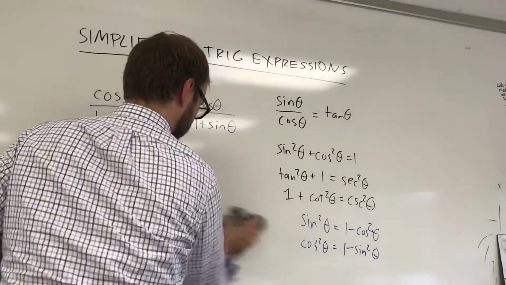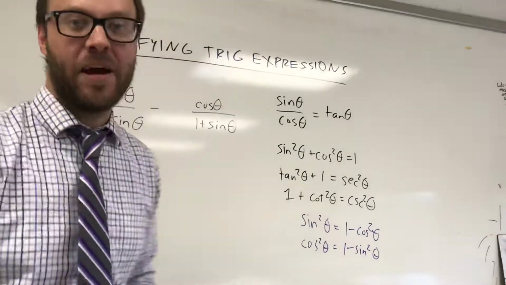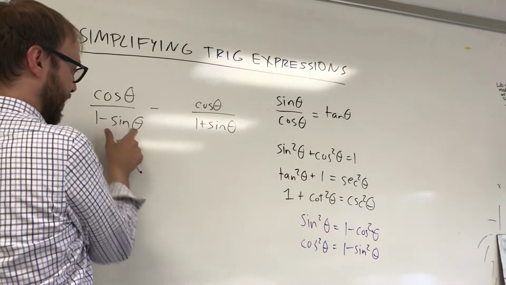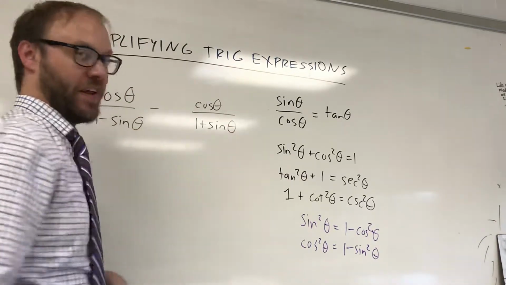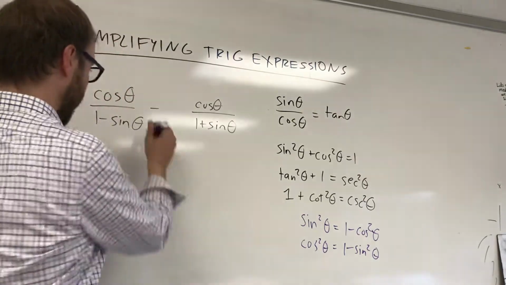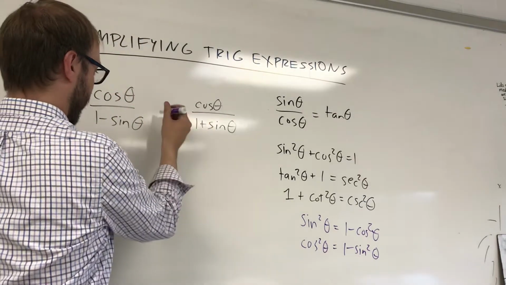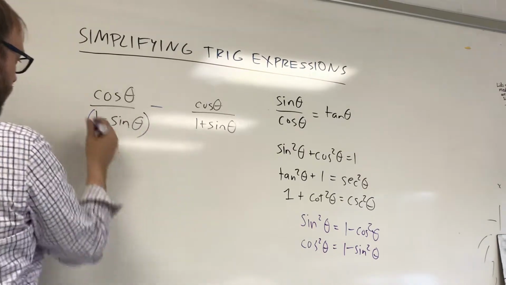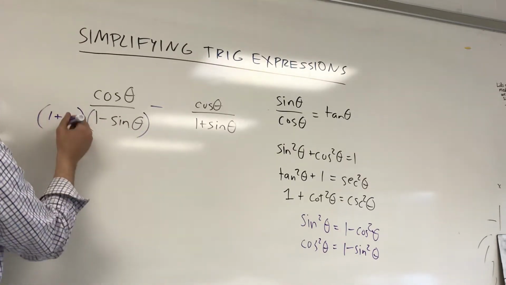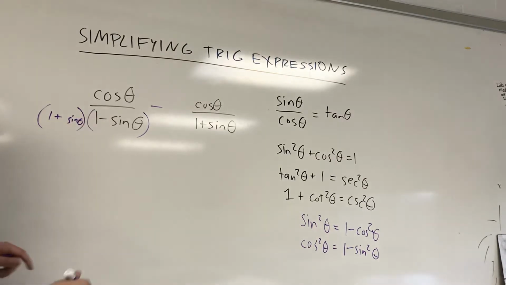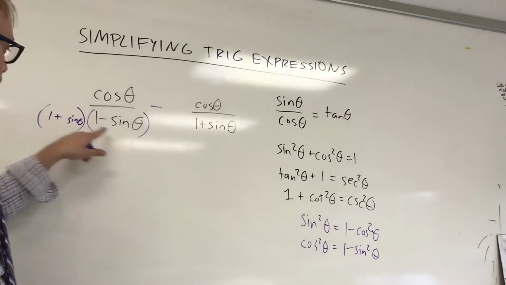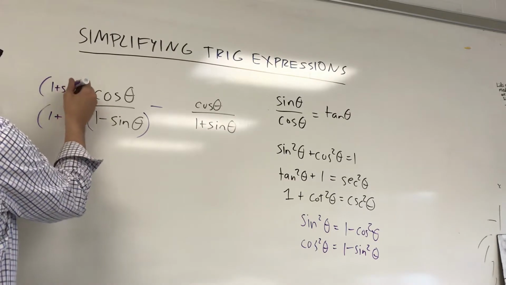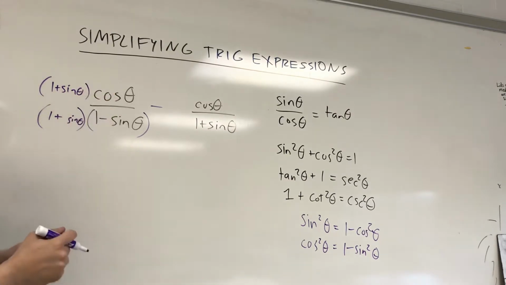I'm going to find a common denominator by multiplying my two denominators together. In other words, I'm going to take this 1 minus sine of theta, and I'm going to multiply it by 1 plus sine of theta. And so my common denominator is going to be 1 minus sine of theta times 1 plus sine of theta, okay? But it's a fraction, so if this is going to be my common denominator, I also have to multiply the top by 1 plus sine of theta, okay?